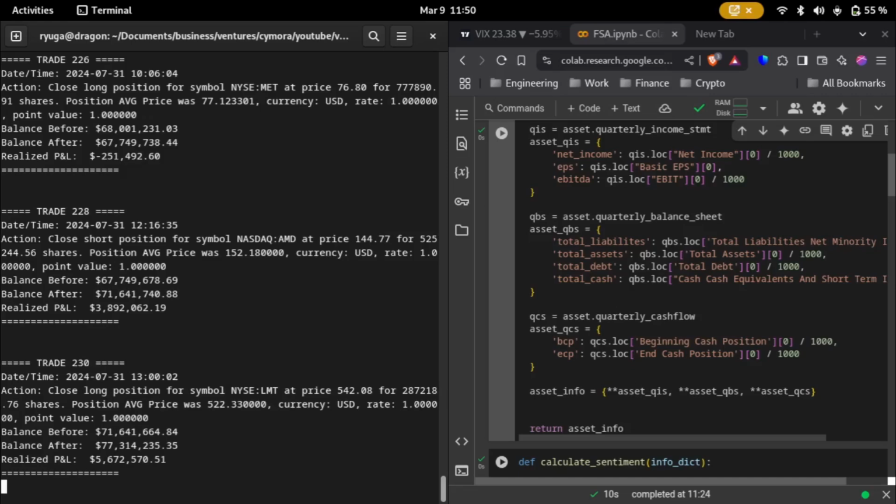Now here comes my controversial trades. This is where I'm talking like military trades. As you can see here, this is July 31st, 2024, and this is Lockheed Martin stock, and I made a profit and loss of $5.6 million on this trade.